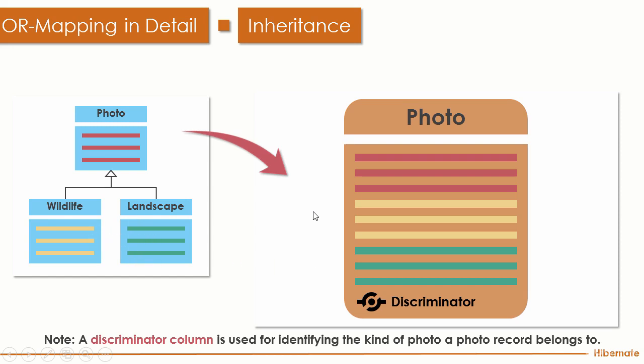The first strategy is to put all the attributes into the same table. Then you see the Boolean, and we use the discriminator column to distinguish what this table row is representing, in which object. You can imagine if you save the data to the database and you load it back, Hibernate needs to know this row is representing a photo or a wildlife or a landscape, things like that.